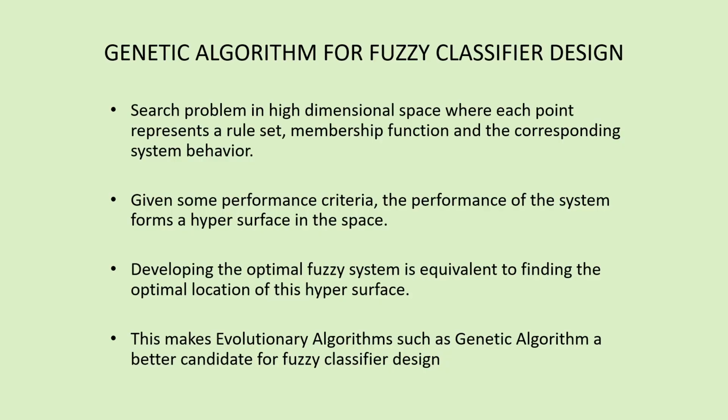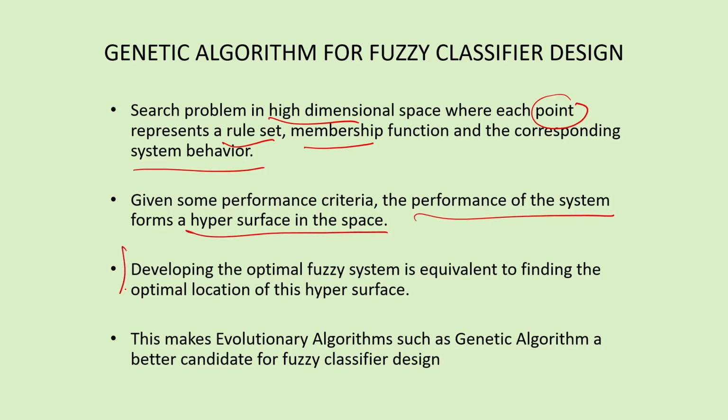Let us see how these rule set and membership functions can be generated using a genetic algorithm. First you need to define this problem as a search problem in high dimensional space, where each point represents a rule set, membership function, and a corresponding system behavior. First it is viewed as a kind of search problem in high dimensional space. Now if you give some performance criteria to check whether the system meets the requirement or not, then you need to check the performance of the system, which forms a hypersurface.